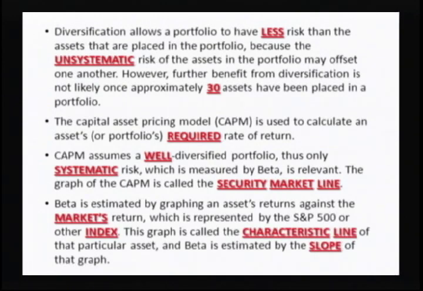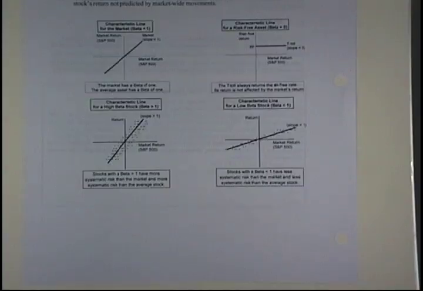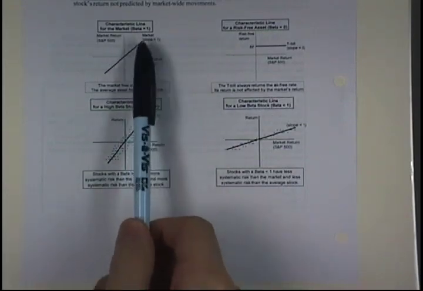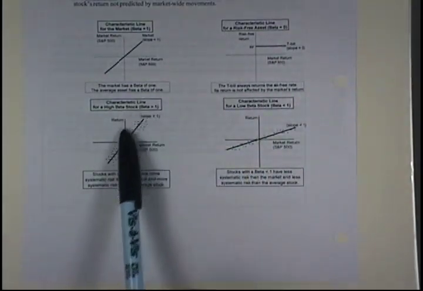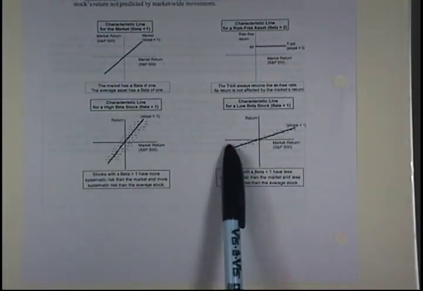Beta is estimated by graphing an asset's returns against the market's return, and that market is represented by the S&P 500 or some other market index. That graph is called the characteristic line of the particular asset, and the beta is measured by the slope of that graph. We saw some characteristic lines for the market itself, the T-bill or the risk-free asset, and then a stock with a beta greater than 1 and a stock with a beta less than 1.